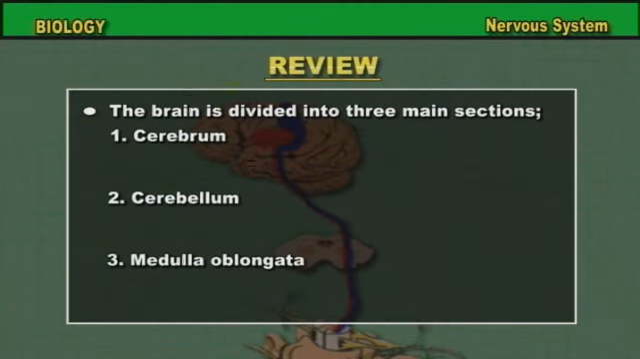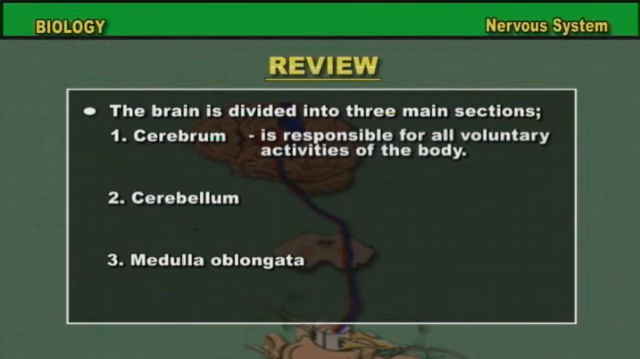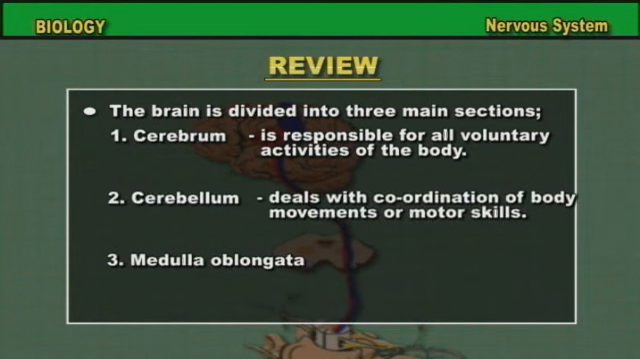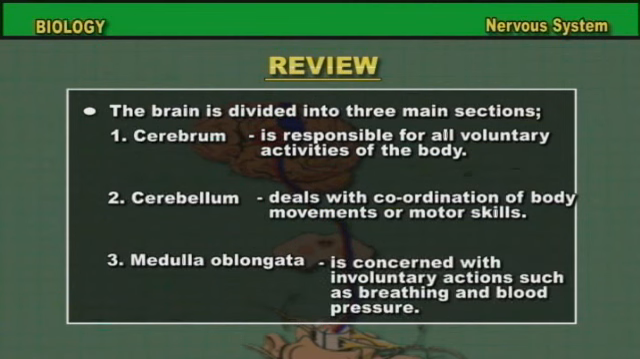It is divided into three main sections. They are the cerebrum, cerebellum, and medulla oblongata. The cerebrum is responsible for all voluntary activities of the body. The cerebellum deals with the coordination of body movements or motor skills. The medulla oblongata is concerned with involuntary actions such as breathing and blood pressure.